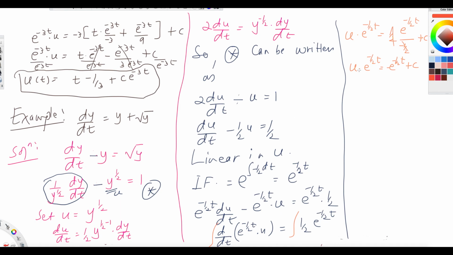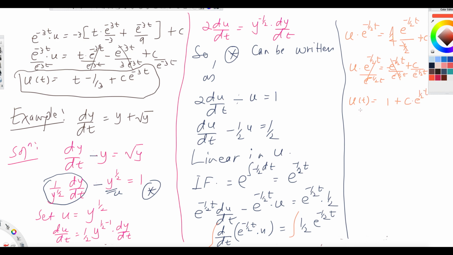We are good so far. So let us divide by e to the negative 1/2 t. So that cancels out. So what do you get? u(t) equals negative 1 plus c times e to the 1/2 t. That is the value of u(t).